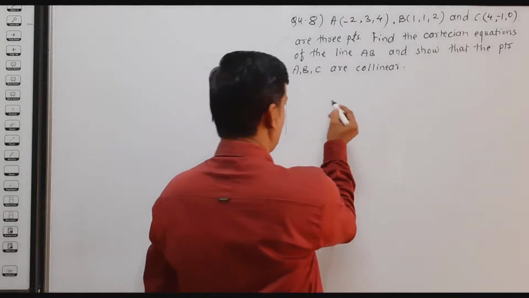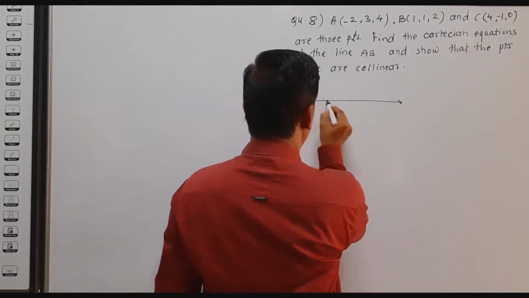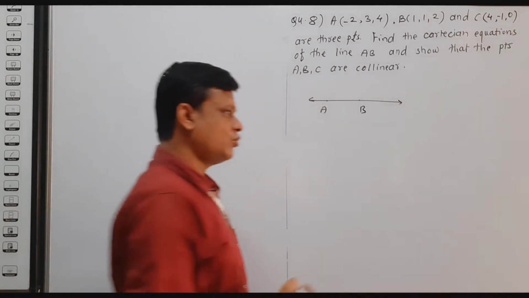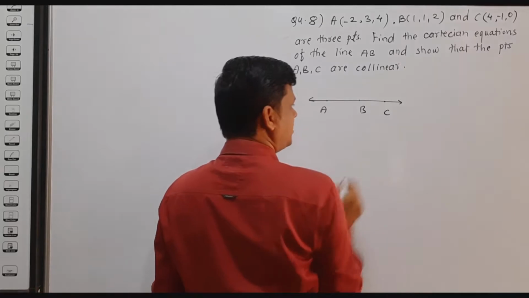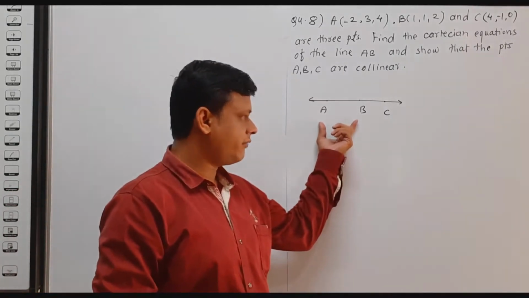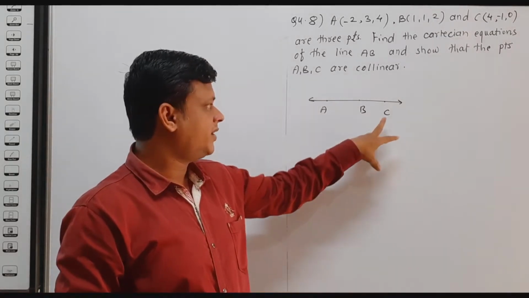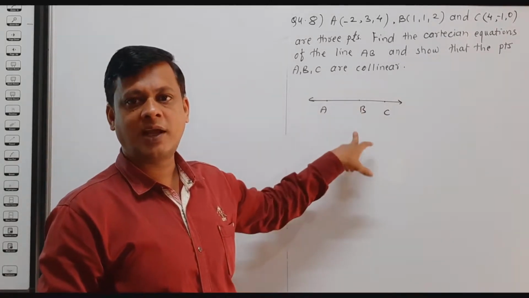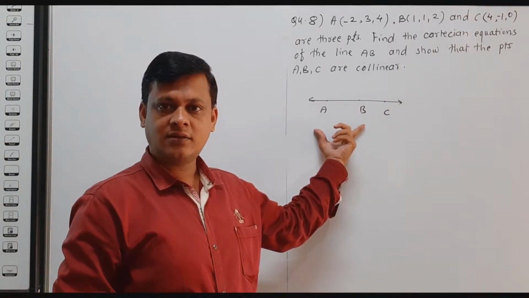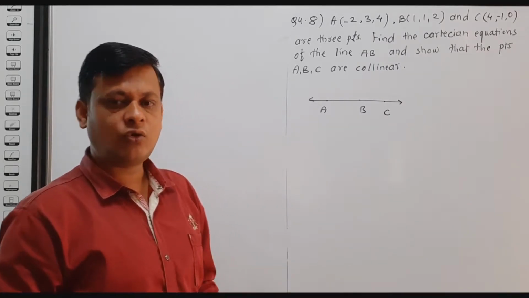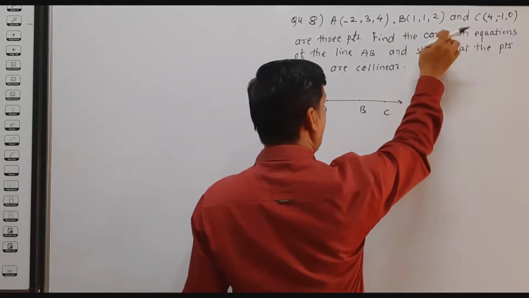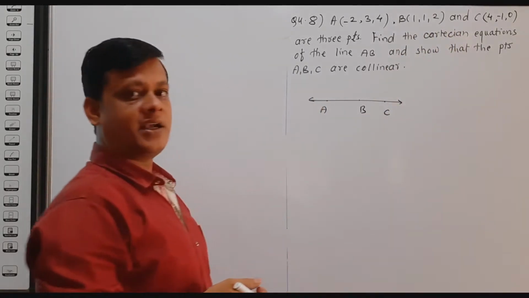So here we have to find the equation of line AB, and in the second part we have to show these 3 points A, B, C are collinear. That means we have to find the equation of line AB. If this point C satisfies the equation of line AB, that means point C also lies on that line, so the 3 points are collinear. So first we find the equation of line AB in Cartesian form, because the equations are in Cartesian form.